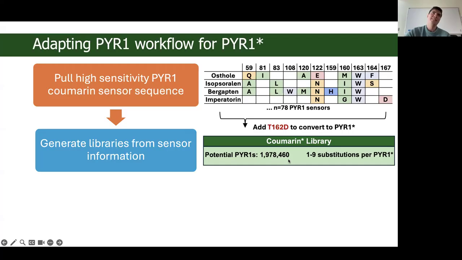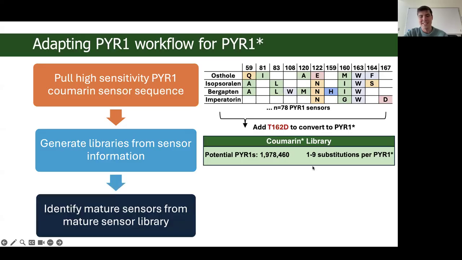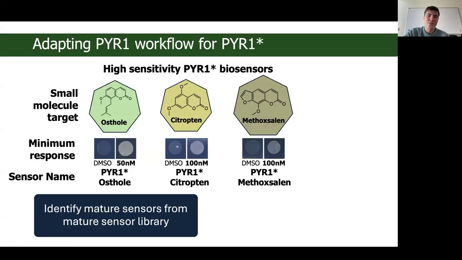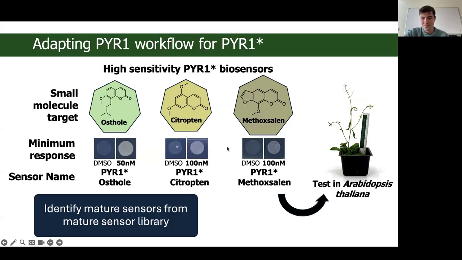I would recommend, if you're making your own libraries, I would keep them under 1 million. This was a very, very large library, and the coverage is, I'll say, a little bit dubious. But again, we get 1 to 9 substitutions per Pier 1 star in this case. And when we screened this in yeast to identify mature sensors for it, I was really happy with it because we were able to get high sensitivity Pier 1 star biosensors at similar levels to the Pier 1 scaffold. So these are at low nanomolar levels of sensitivity, which is really awesome.